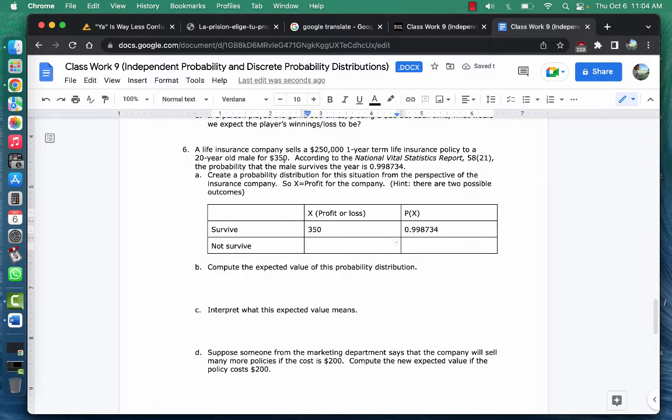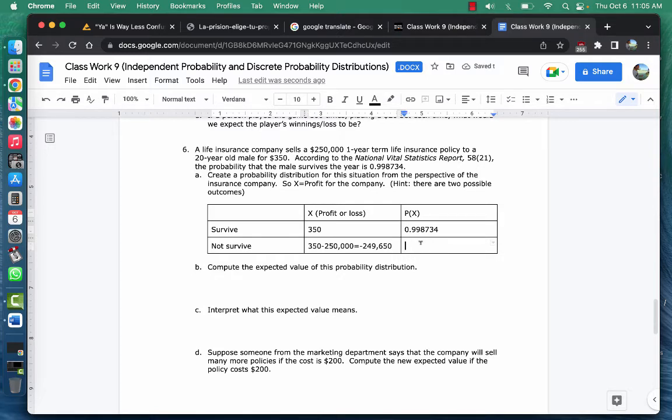However, there's a very small chance that the 20-year-old male will not survive the year. So in this case, here's what happens. At the beginning of the year, the insurance company gets the $350 from the male. But then the male passes away, so the insurance company has to pay the family $250,000. So they got $350 at the beginning of the year, but then the male passed away, so they are losing $250,000 to the family. So $350 minus $250,000 is a loss of negative $249,650.